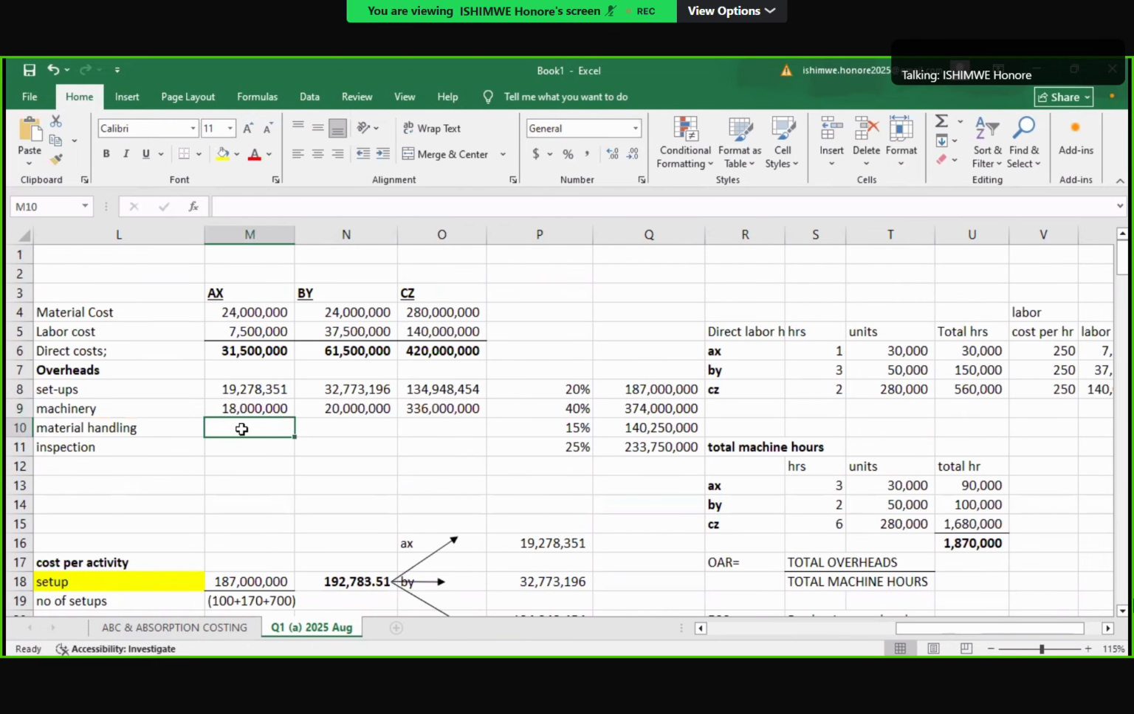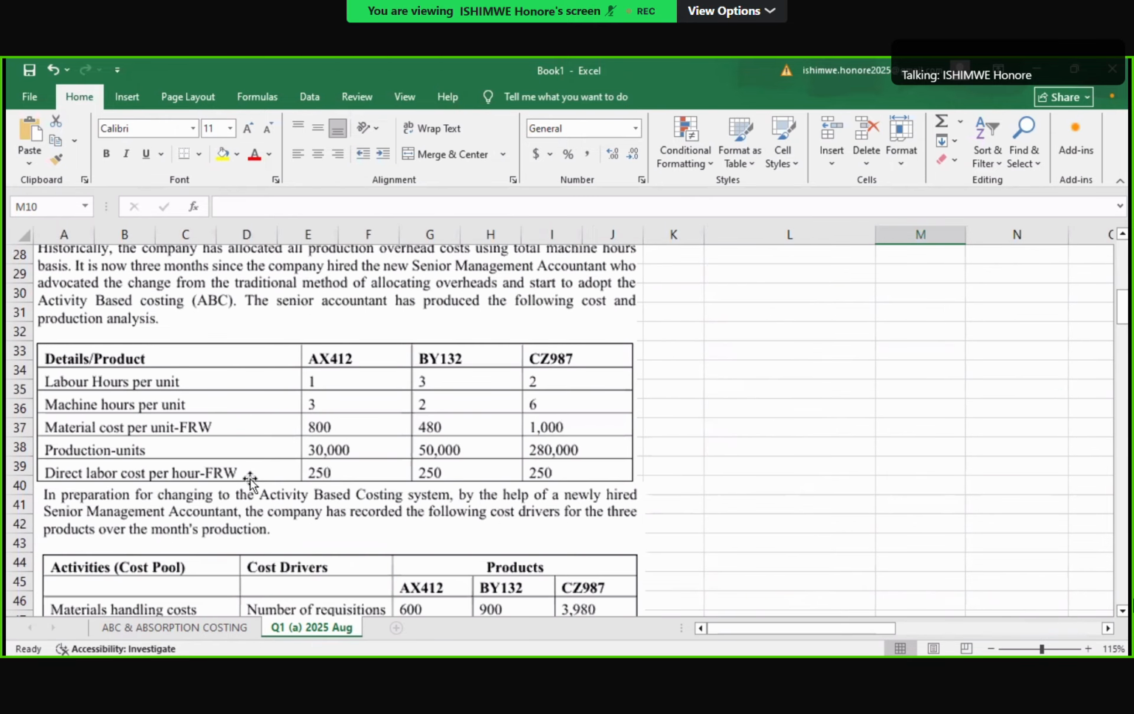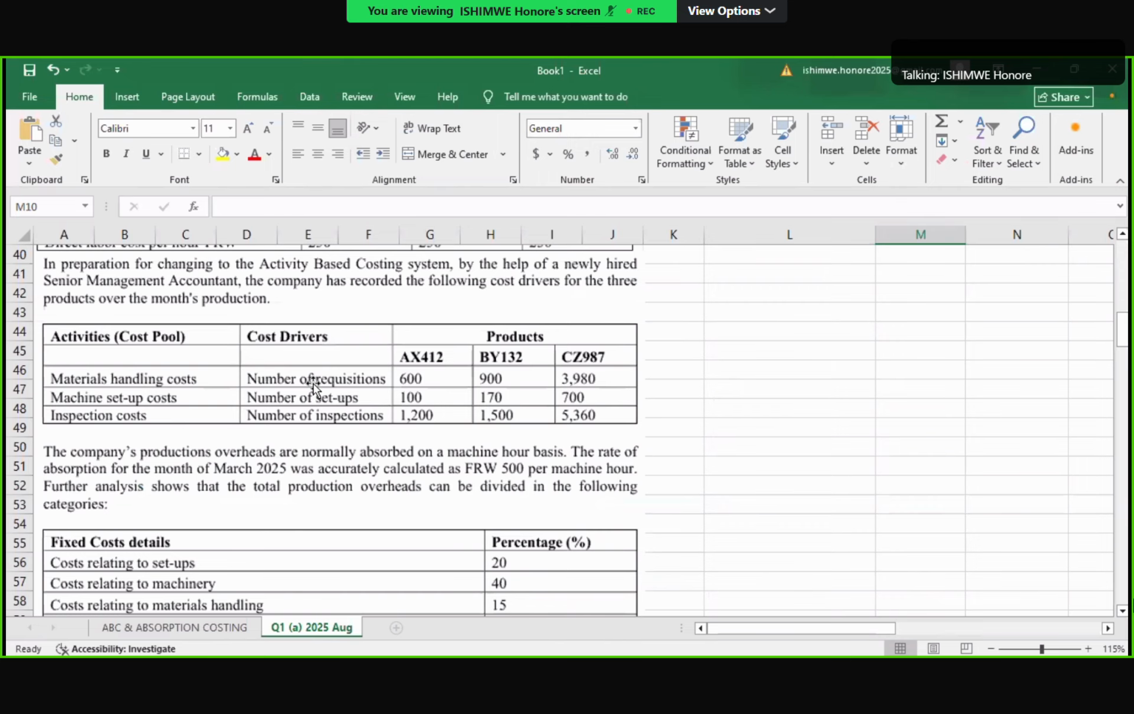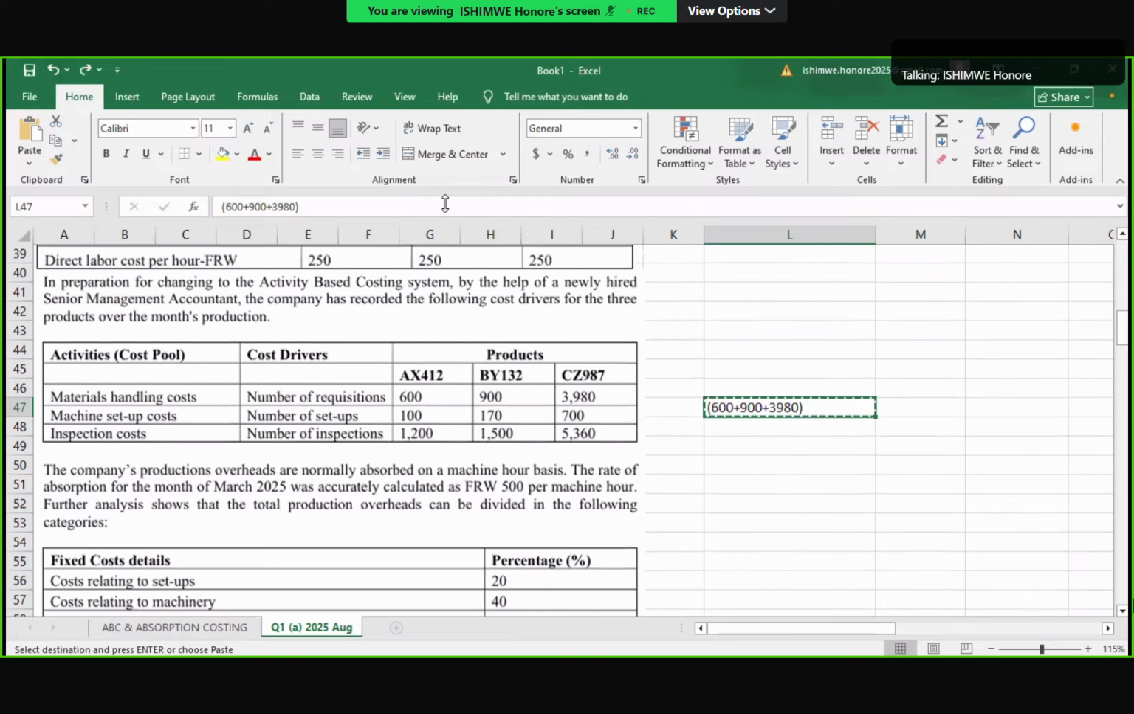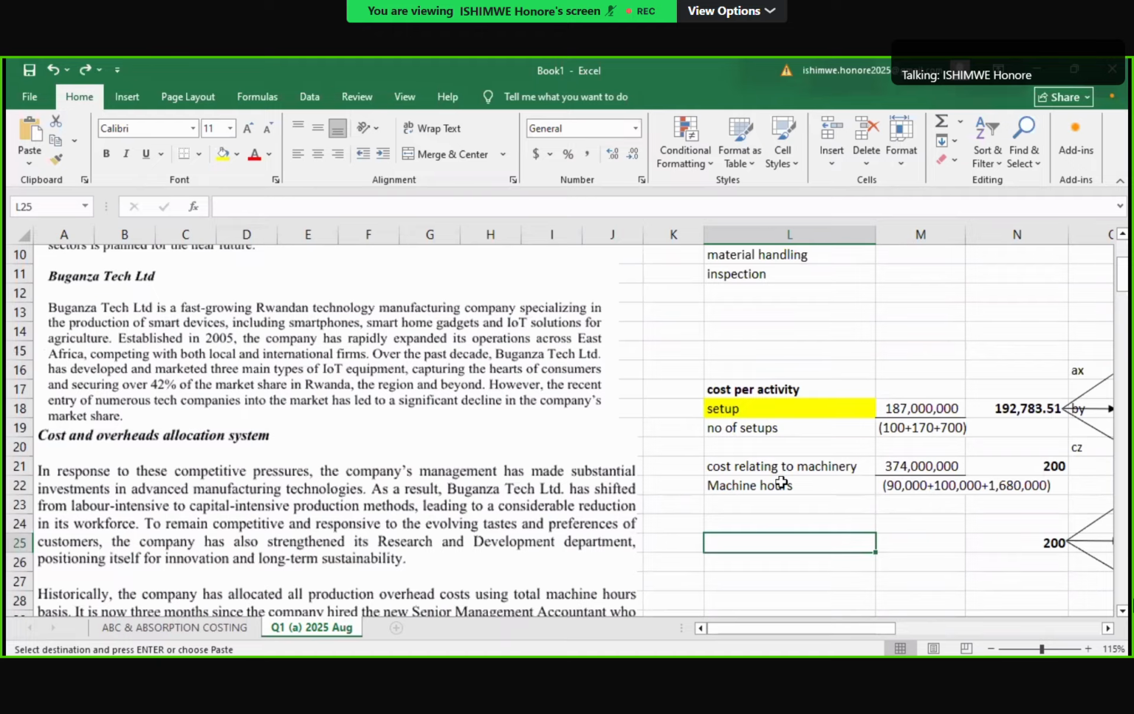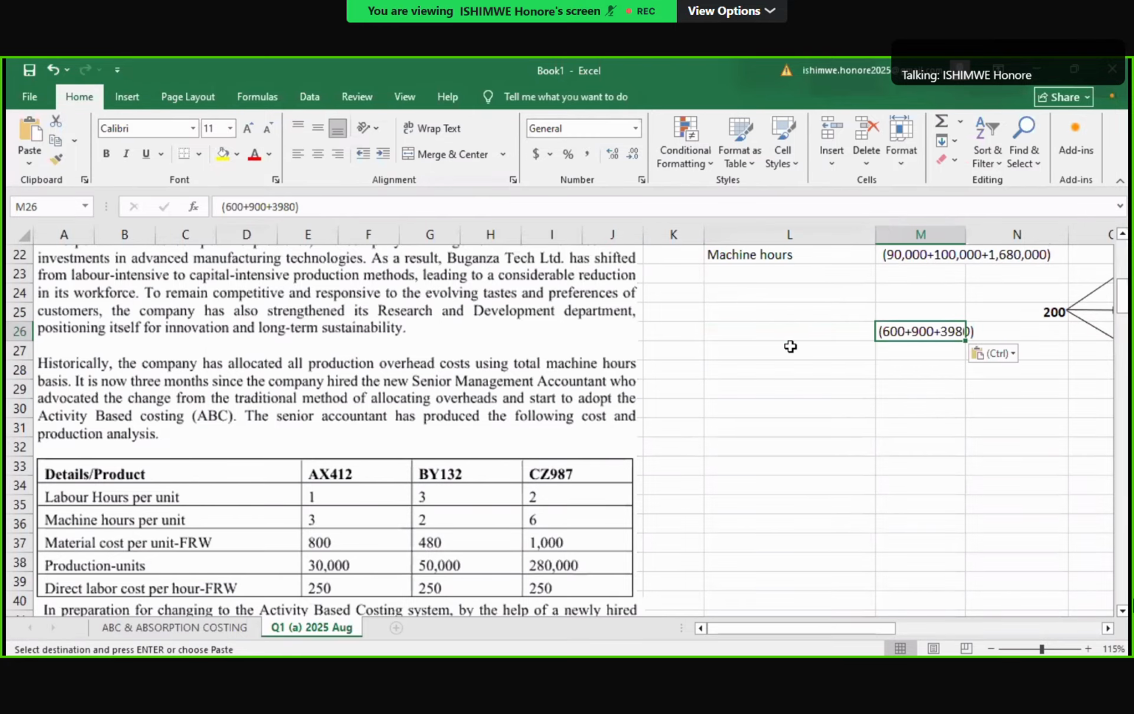So let's do material handling. For material handling, what we are given is what we go with. They say to go with the number of requisitions. The number of requisitions is 600, 900, 3980. I write them: 600 plus 900 plus 3980. We go to material handling. I write it here. This is material handling.